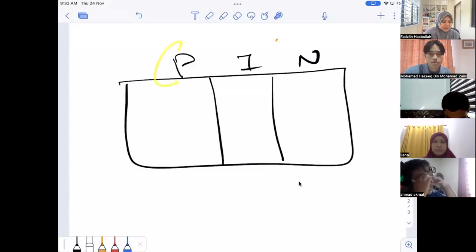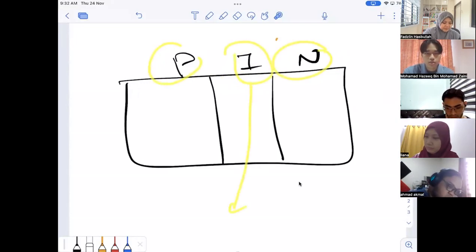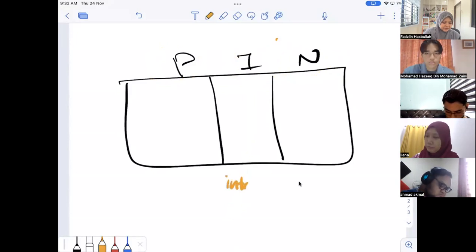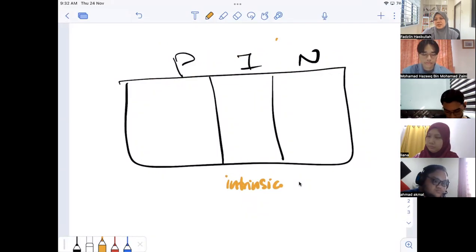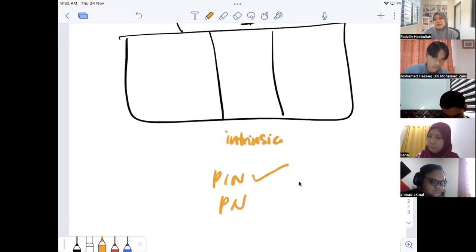Yalah, tapi awak nampak PIN saya ni kan. So dekat I, nak okey dia dah okey dah. So I ni, kalau kita dapat awak biasa P dengan N, kat I ni apa? I ni intrinsic region. Okay, so I can make a device PIN, and PIN photo detector is better compared to PN junction detector. Kenapa? Then you have to find out why.